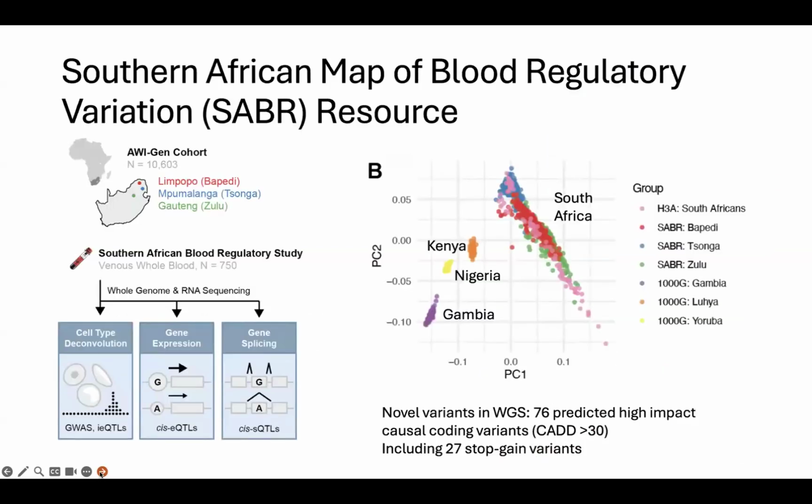So what we did was that we collected blood samples from about 750 individuals. And we did the study only in South Africa because it was during COVID and it was just too difficult to do it in our other AWI-Gen sites. And what we did was do whole genome sequencing together with whole transcriptome sequencing, which is the messenger RNA, to try and see if we could identify genetic variants that influence the levels of gene expression. And this is very important when you're trying to interpret variants in the human genome.